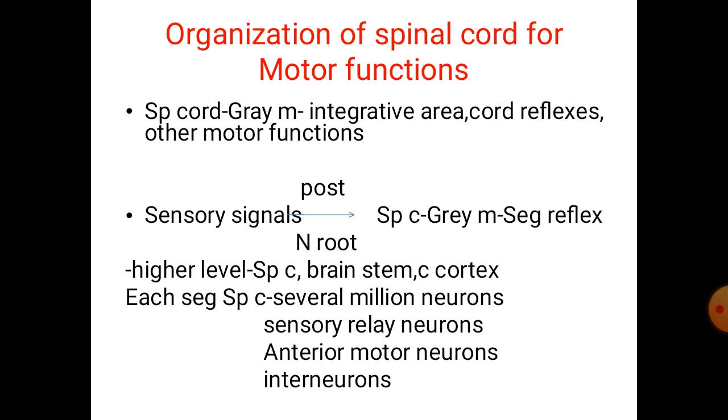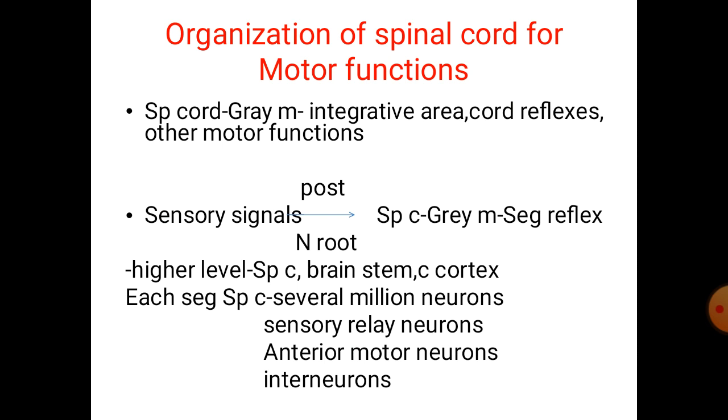Organization of the spinal cord for the motor function. The gray matter of the spinal cord is the integrative area for the cord reflexes and the other motor functions. The sensory signals come through the posterior nerve root and reach the gray matter, and then they can connect with the anterior horn cell for the segmental reflex, or some of the impulses can go to the higher centers.